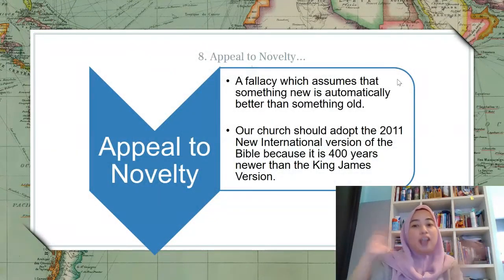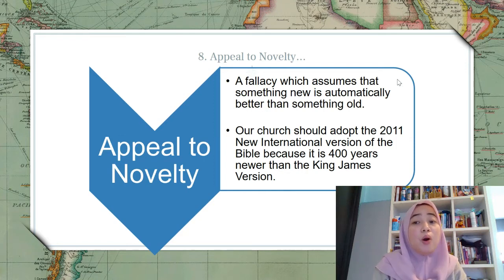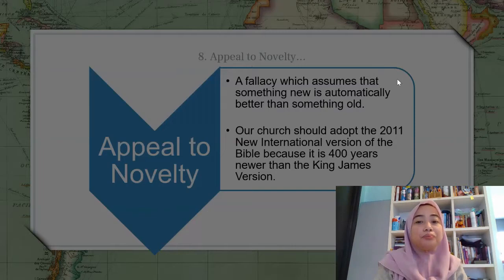Next is the opposite, which is appeal to novelty. Because something is new, you automatically think that it's good. An example here, you say a church should adopt the 2011 New International Version of the Bible because it's 400 years newer than the King James Version. So because you assume something is new, you assume that it's good.